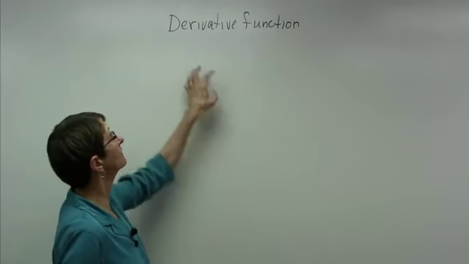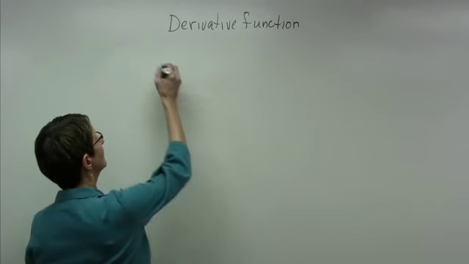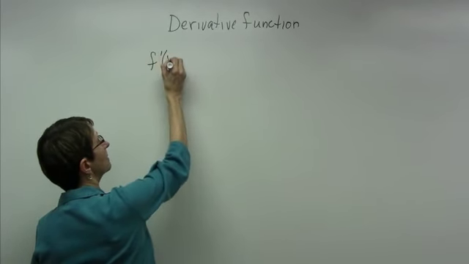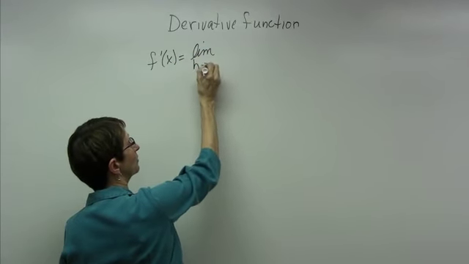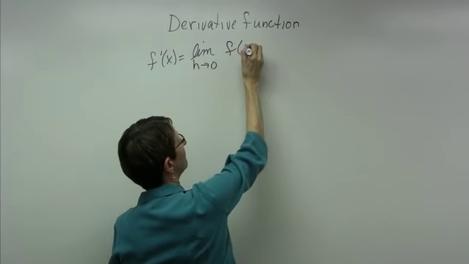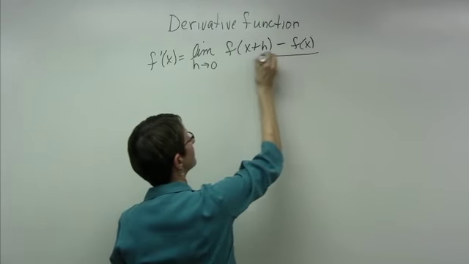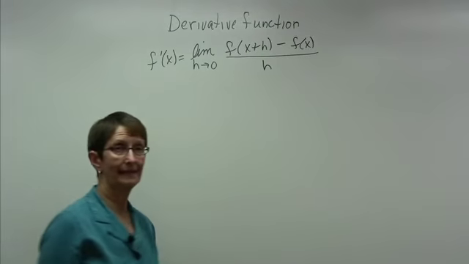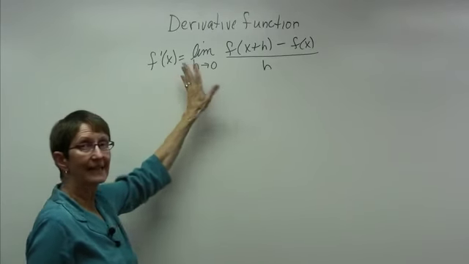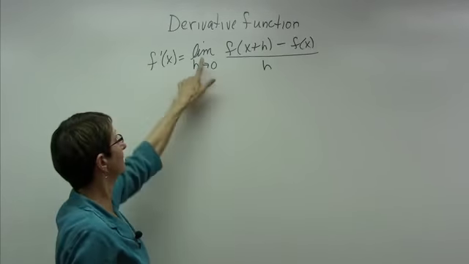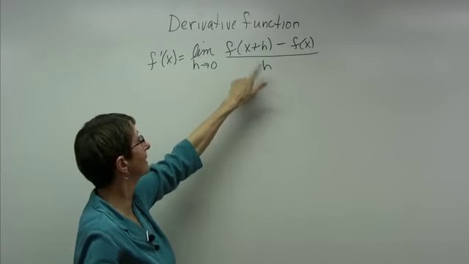The definition of a derivative as a function, which means it has x's or variables in it, is f prime of x equals the limit as h approaches 0 of f of x plus h minus f of x divided by h. Memorize this. Everything has to be in exactly the right place. If h is approaching 0, h is the number you're dividing by. We've seen this in other examples.